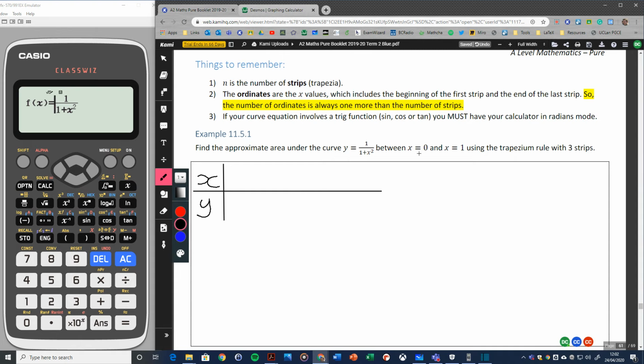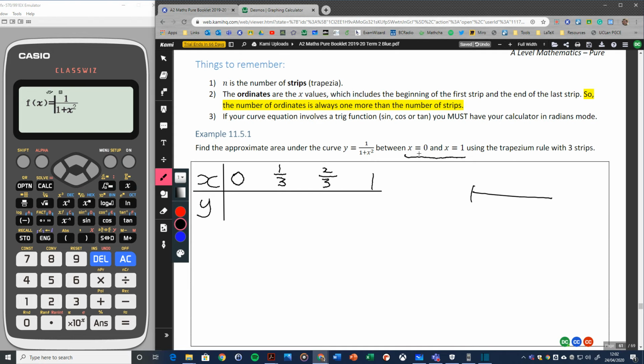That's 4 x values. The first of those is going to be 0. The last, or the fourth, is going to be 1. So we need 2 more in between. Also, if you just think about this, we're splitting this interval into 3 strips. That interval has a length of 1. So each strip will have a length of 1/3. So our ordinates are going to be 0, 1/3, 2/3, and 1.